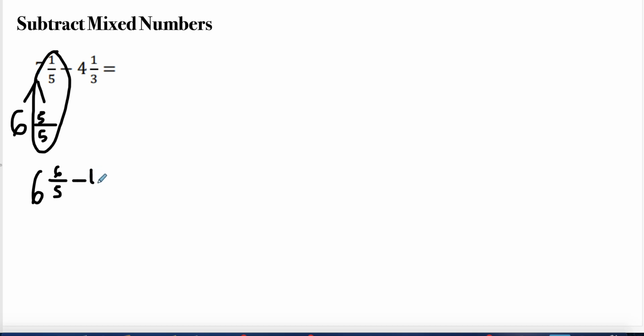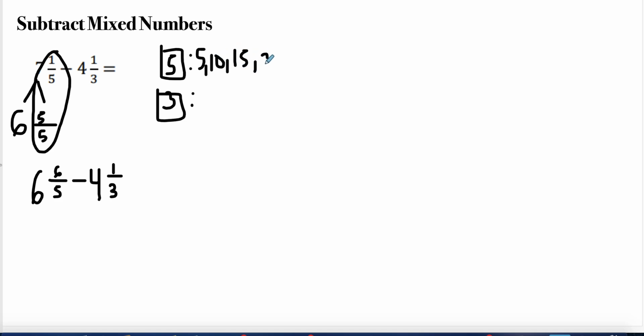And now I'm going to want to subtract my 4 and 1/3. Now I can go ahead, find a common denominator, make equivalent fractions, and subtract. So I'll find my common denominator of 5 and 3. So I can do 5, 10, 15, 20. Some of you might be able to start finding common denominators in your head, which would be great. But for those of you who are still working on that mental math, this works too. 3, 6, 9, 12, 15. So a common denominator is 15.